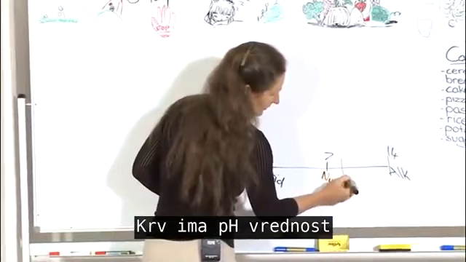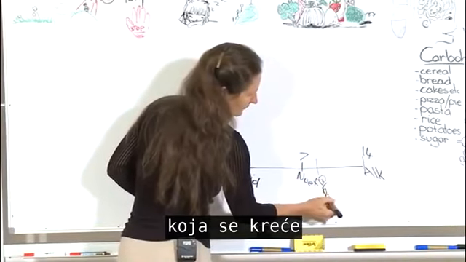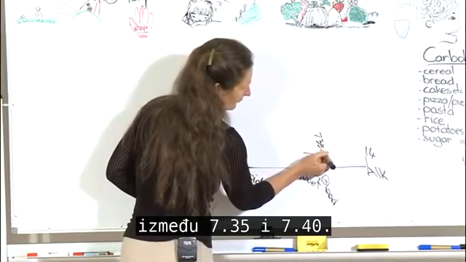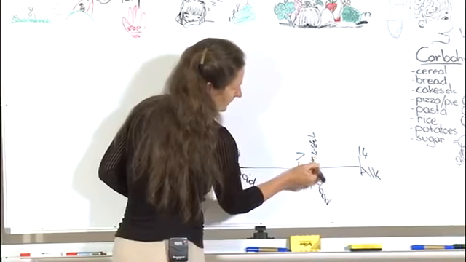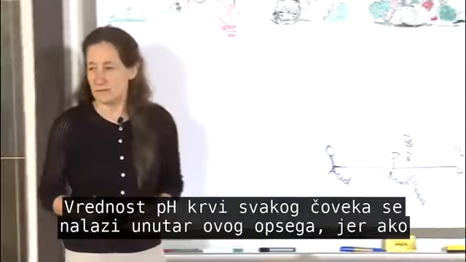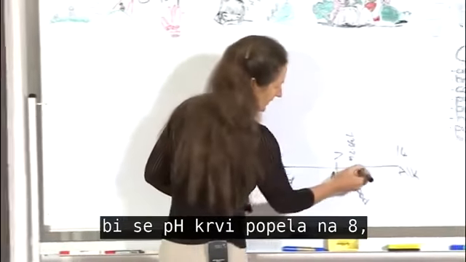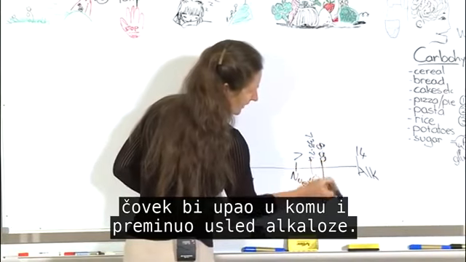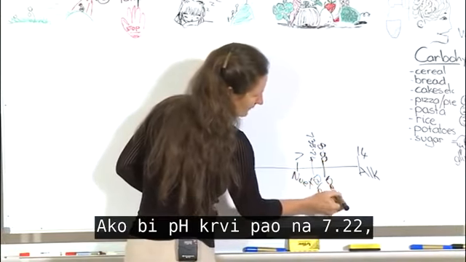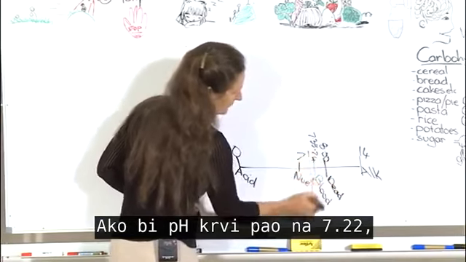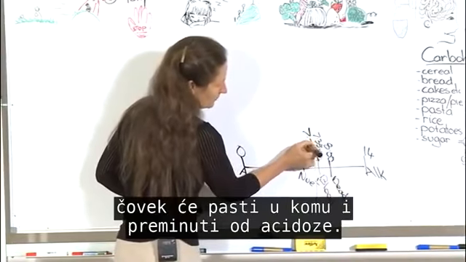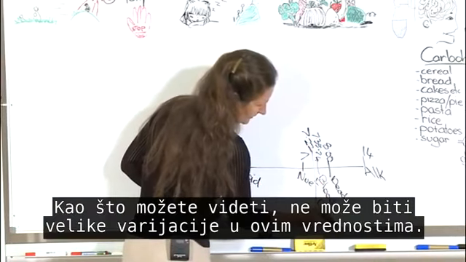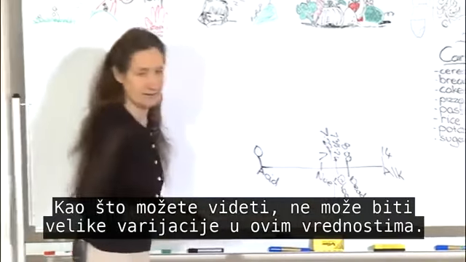Blood has a reading on the pH scale. The reading of blood is between 7.35 and 7.4. All blood is within that scale, because if blood pH goes up to 8, the person will go into a coma and die of alkalosis. If blood pH drops down to 7.22, the person will go into a coma and die of acidosis. So as you can see, there cannot be much variation there.